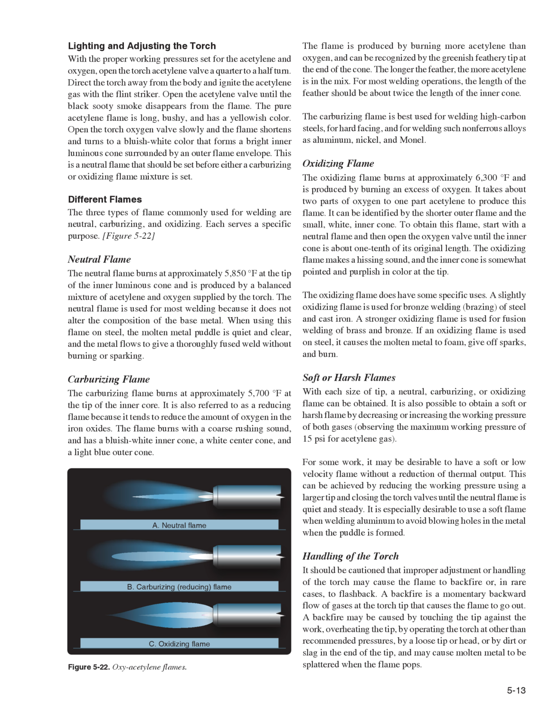It should be cautioned that improper adjustment or handling of the torch may cause the flame to backfire or, in rare cases, to flashback. A backfire is a momentary backward flow of gases at the torch tip that causes the flame to go out. A backfire may be caused by touching the tip against the work, overheating the tip, operating the torch at other than recommended pressures, a loose tip or head, or dirt or slag in the end of the tip, and may cause molten metal to be splattered when the flame pops.